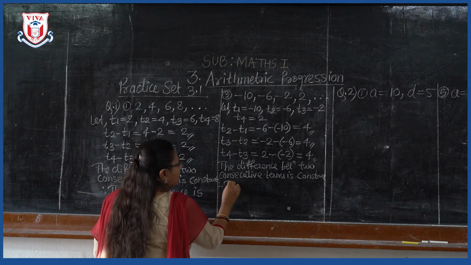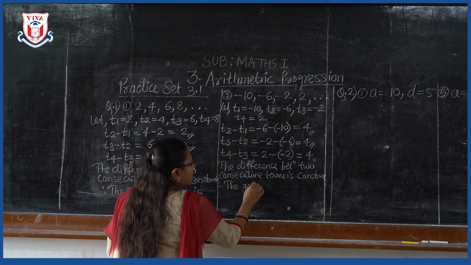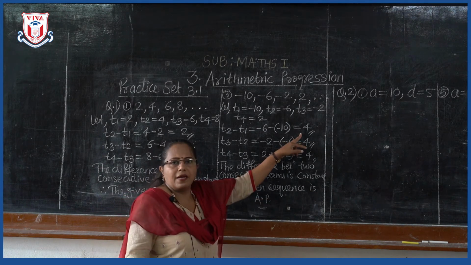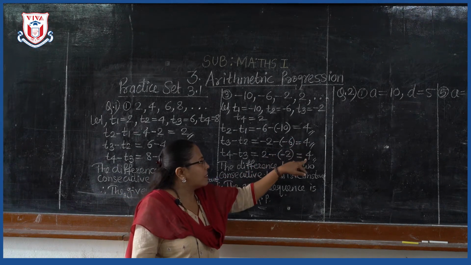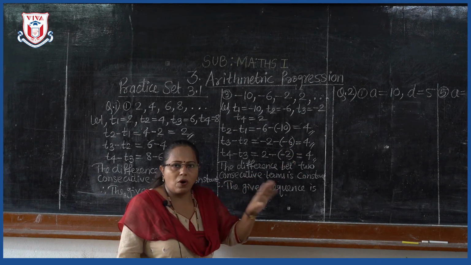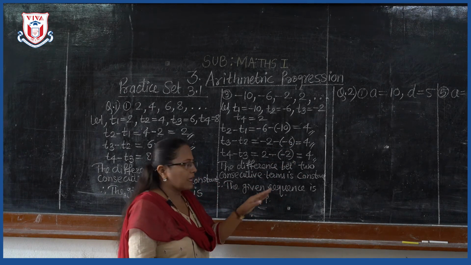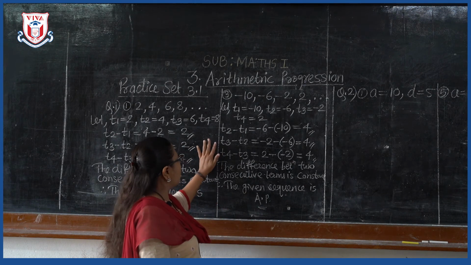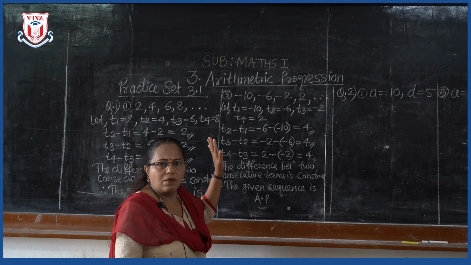Therefore, the given sequence is AP. Okay? Instead of this constant difference, if you get different differences, it means the difference is not constant, then the sequence is not AP. Followed? So this way you have to solve question number 1.